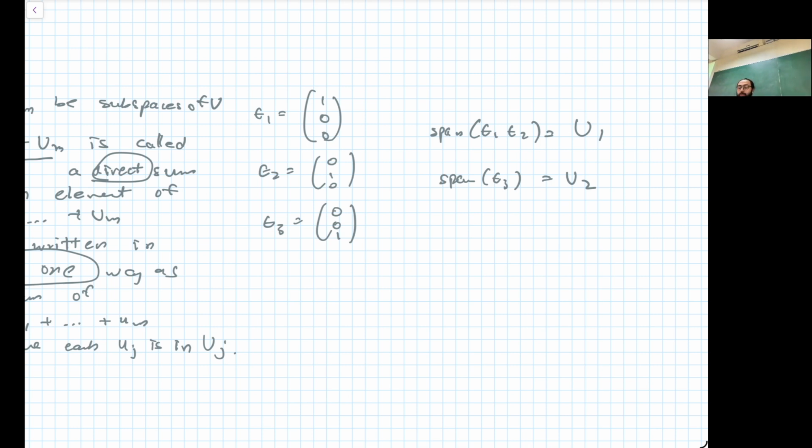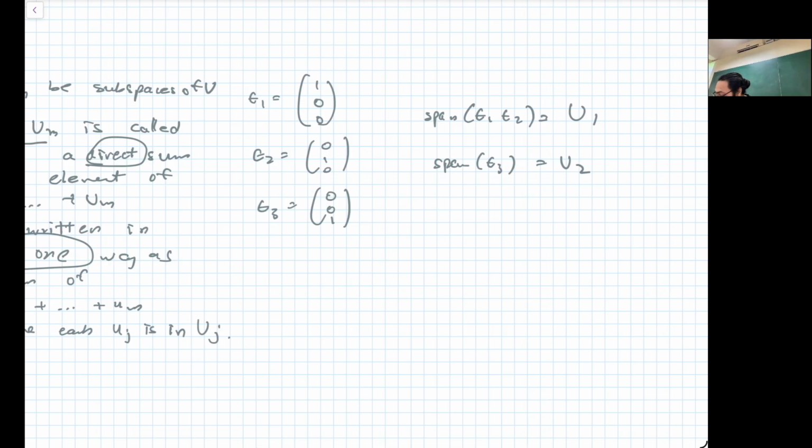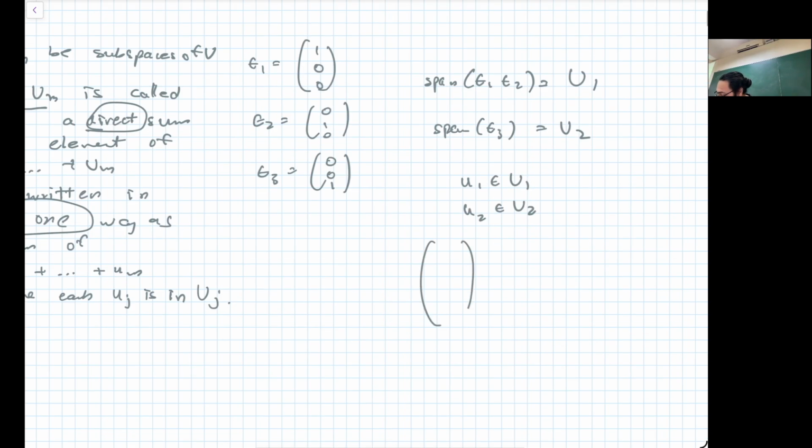So these are two spaces. Now if you want to write a sum, you take u1 from U1, u2 from U2, and it would have this form, with non-zero entries, let's call it a, b and then c. So these a, b are going to come from vectors in the space U1, and this c is going to come from the space U2. So that is sort of the idea, and then this would be unique. Because here it's a basis, it's kind of trivial, but that is sort of the idea.